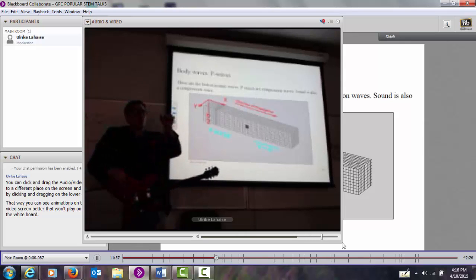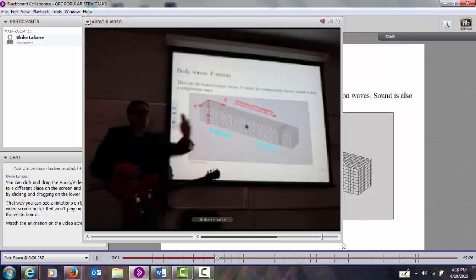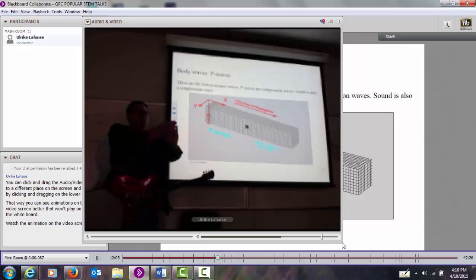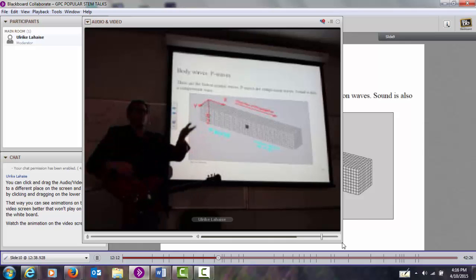Basically it's a force going forward, compressing whatever's in front of it, bouncing off of it, shooting forward to the next layer of rock or air. It's very forward, very direct from the actual source, okay?